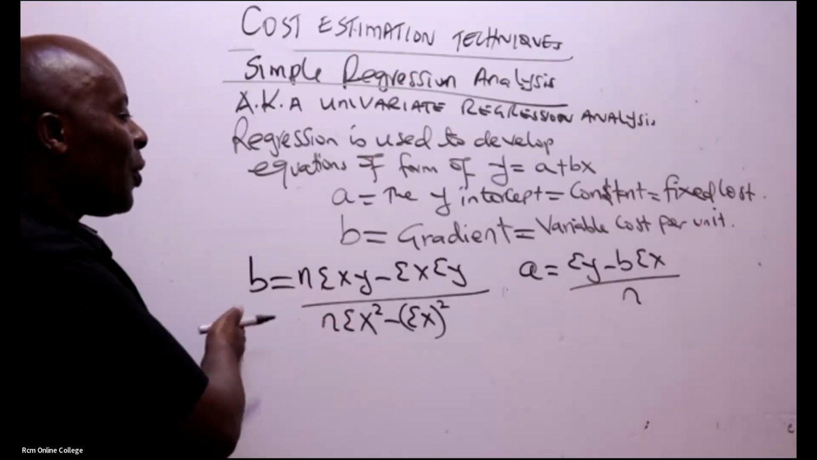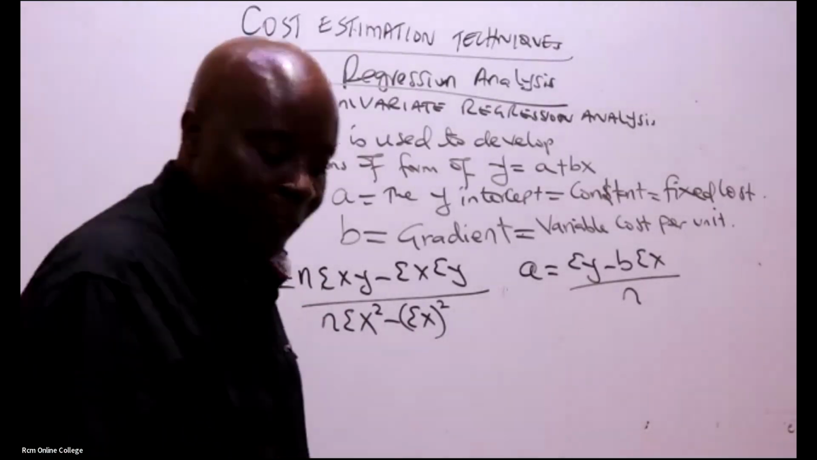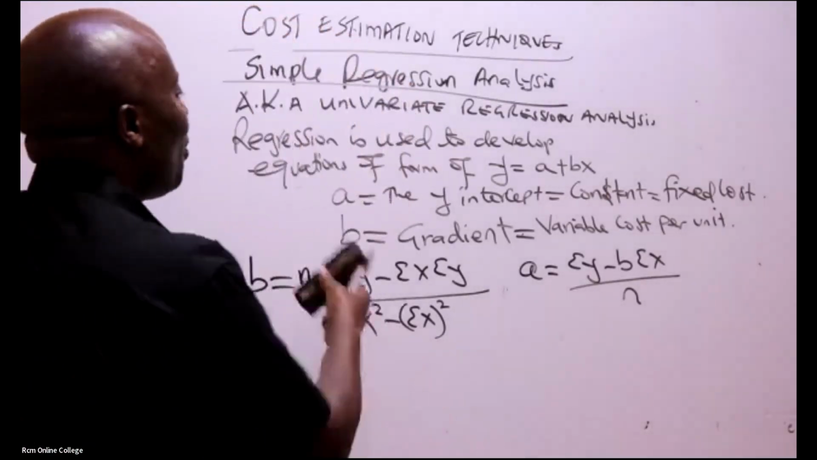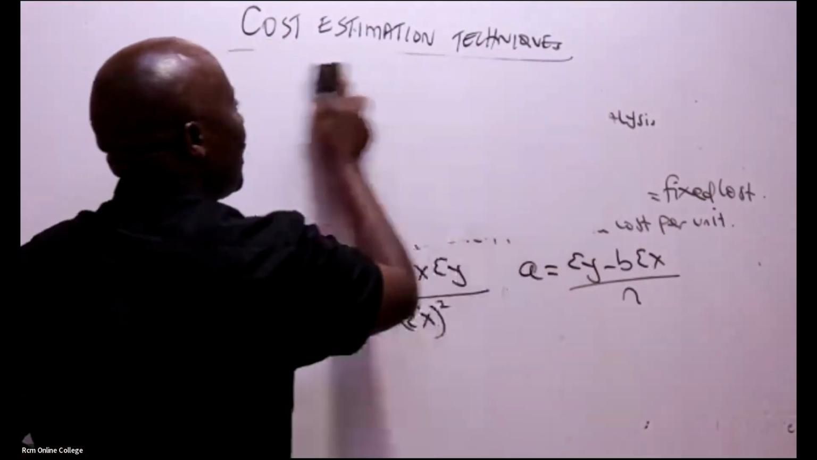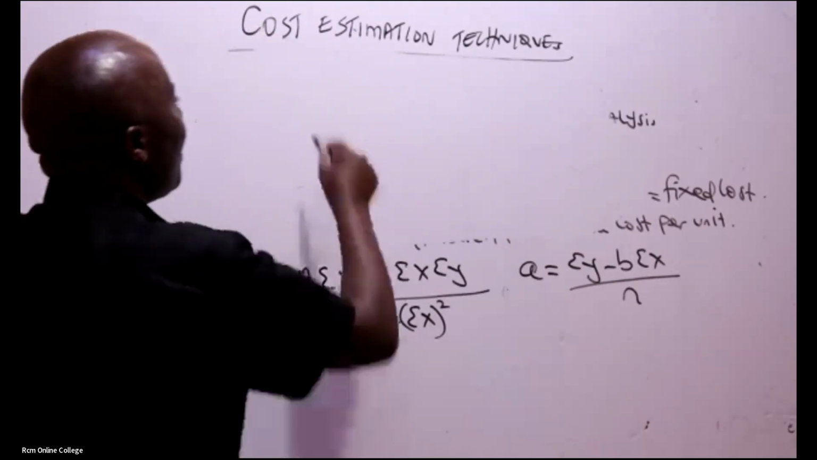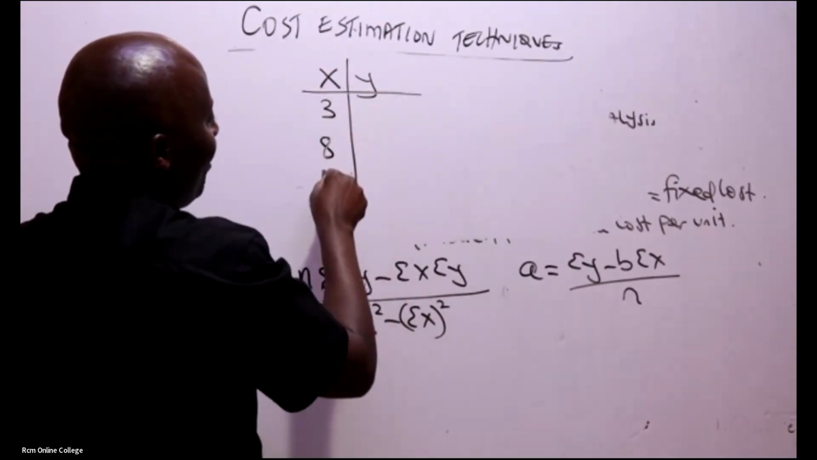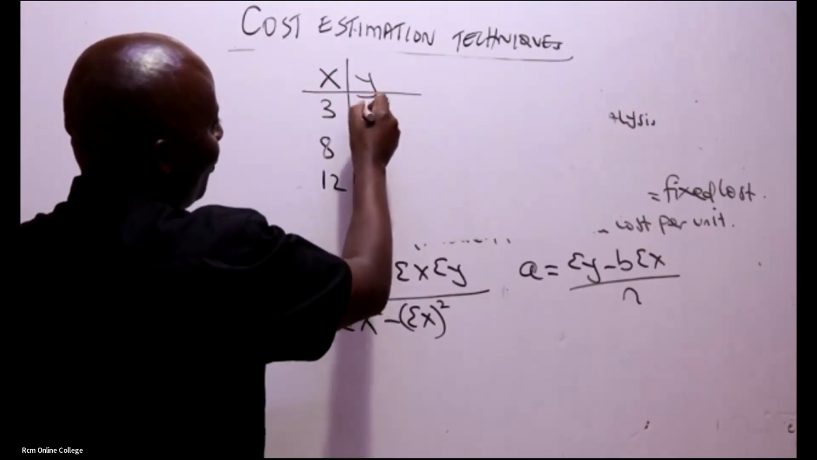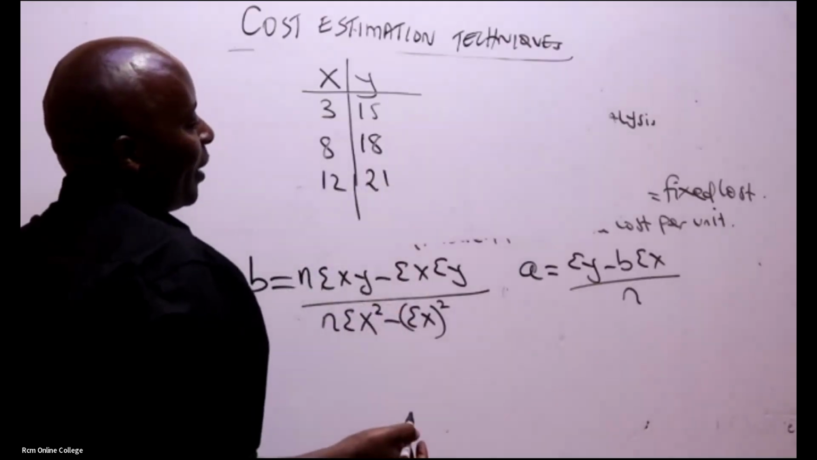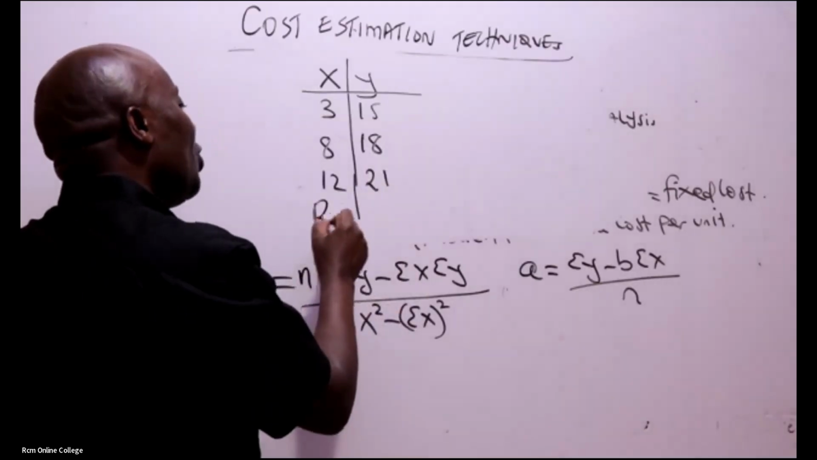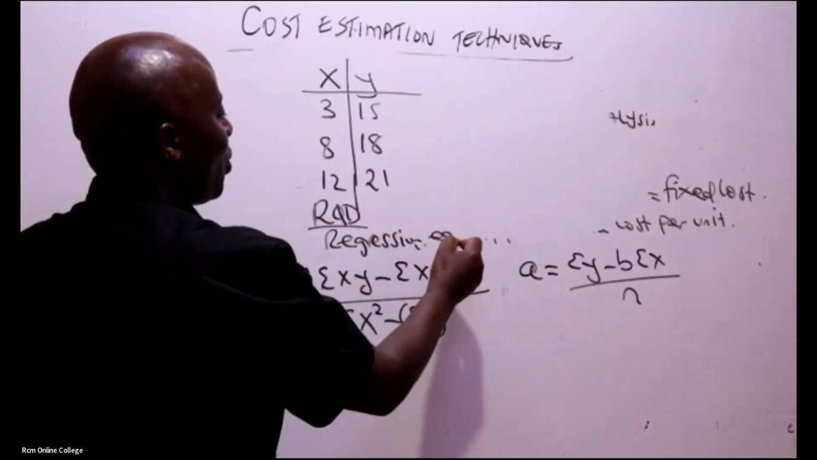So this is how we get the value of B and the value of A. I'll give you a very short example before we look at the question that came just the other semester. If, for example, you are given just three data values, x and y, say 3, 8, and maybe 12, then 15, 18, and 21. And you are required to get the value of B and A, the required regression equation.